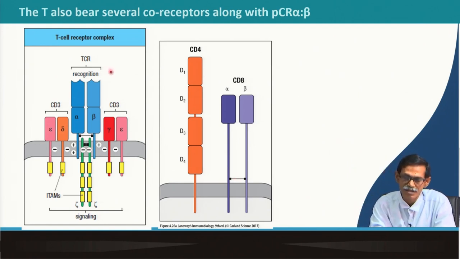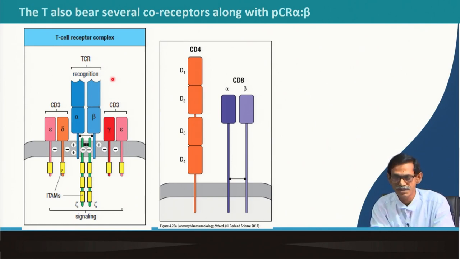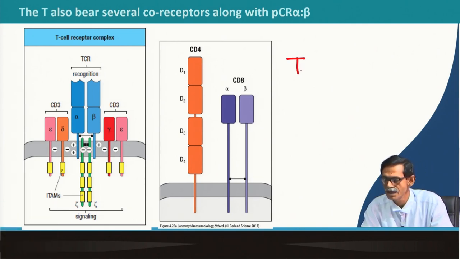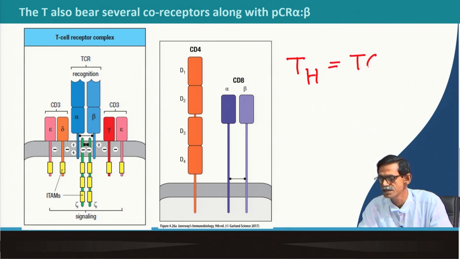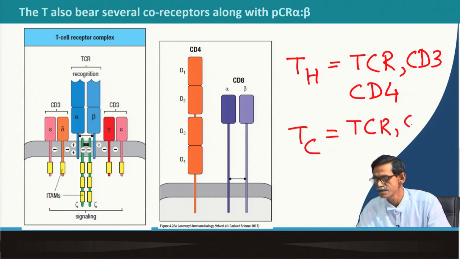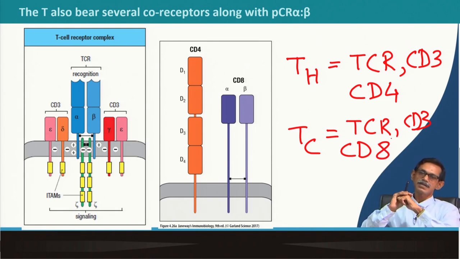Okay. Along with the TCR or T cell receptor, there is another kind of co-receptor present, which is CD3. Okay. So, what are they? The total number of major or important receptors for a T cell: CD3, TCR, CD4 or CD8. Okay. So, now, T helper cells will have what? Definitely they will have a TCR, they will have CD3, and they will have CD4. Then cytotoxic T cells, what will they have? They will have TCR, CD3 and they will have CD8.